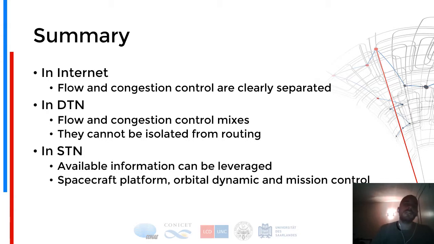So we've seen that in the internet, flow and congestion control are clearly separated, and this is traditionally studied in the community in this way, but in DTN these two phenomena conflict with each other, and the difference is not so clear. We argue that they cannot be isolated from routing anymore. So routing plays an important role in deciding how to mitigate congestion in DTN. And when we move particularly to space-terrestrial networks, we can see that available information can be leveraged. We've seen that platforms, orbital dynamics, and control can be used to derive quite smart congestion avoidance measures that facilitate the implementation of future space-terrestrial networks.